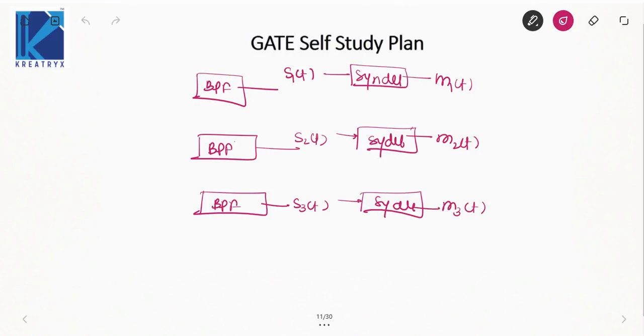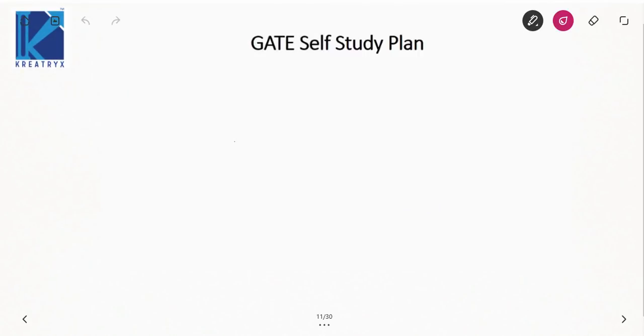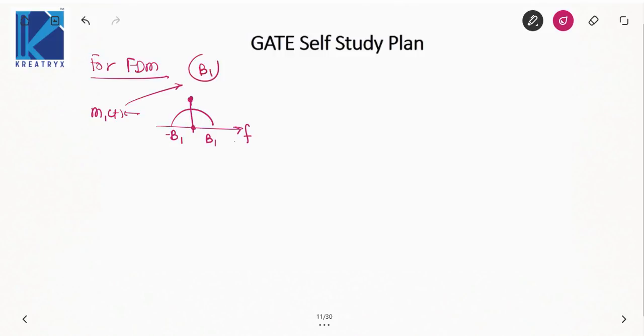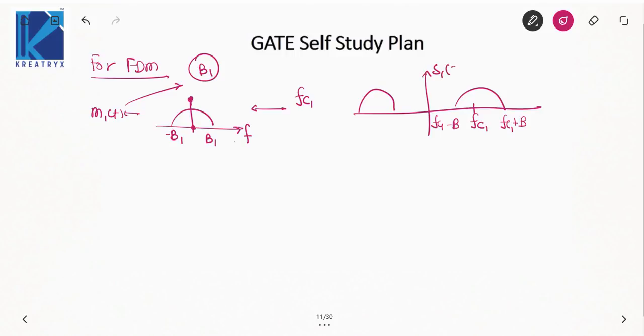So here we came to know that for frequency division multiplexing, if a signal M1(t) has a spectrum like this, which is from minus B1 to B1, so the bandwidth of this message signal will be B1. Now once it is translated to a carrier frequency fc1, it becomes fc1, fc1 plus B, fc1 minus B, and this will be S1(f) versus f. So the bandwidth of this S1(f) becomes twice of B.